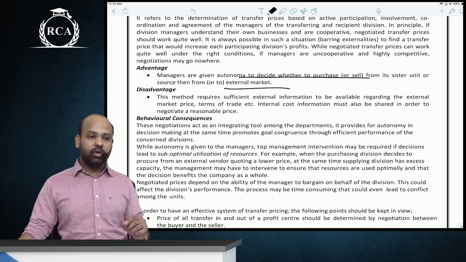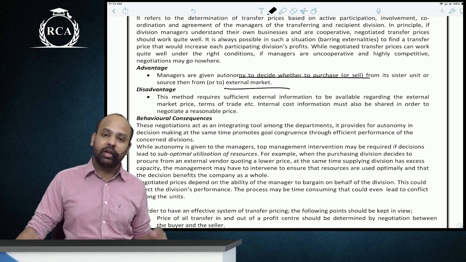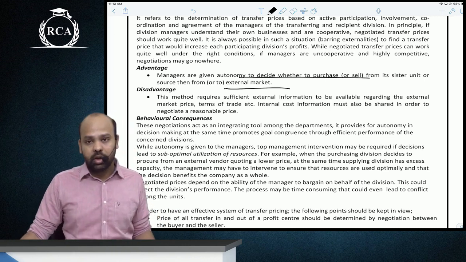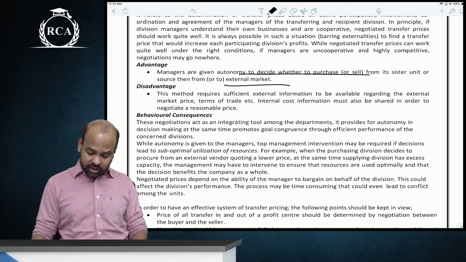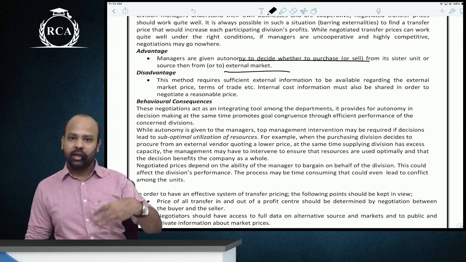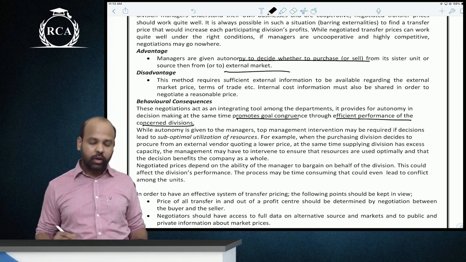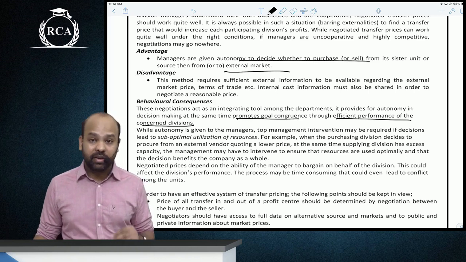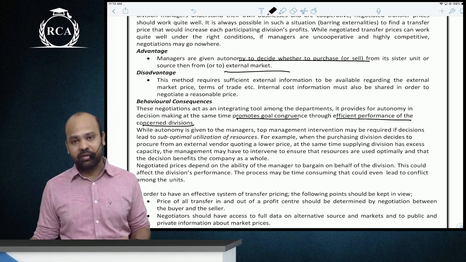In negotiation, it can happen that decision making goes against the company. This is where the top management has to interfere. One behavioral consequence: first, a lot of independence is given, so that they work directly towards the organization's goal. But again, top management's interference might be required if the decisions are not in the interest of the organization.